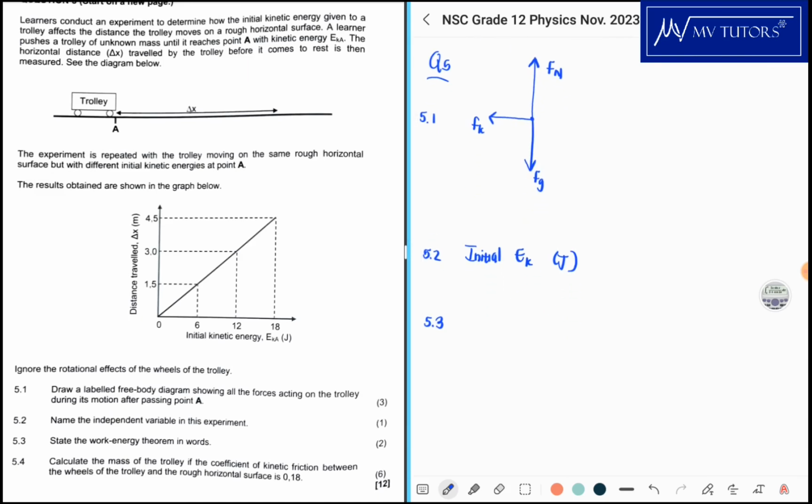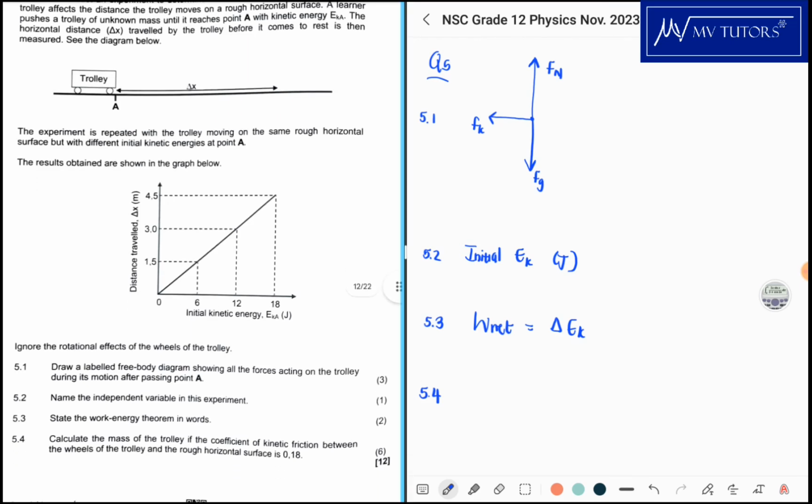5.3, state the work energy theorem in words. Okay, by now you know I don't like writing down these definitions because they can be quite long, but the work energy theorem states that the net work done on an object is equal to the change in kinetic energy of the object. Okay, so the net work done on an object is equal to the change in kinetic energy of that object. Okay, that's simply that. If you remember the equation, you'll remember the definition.